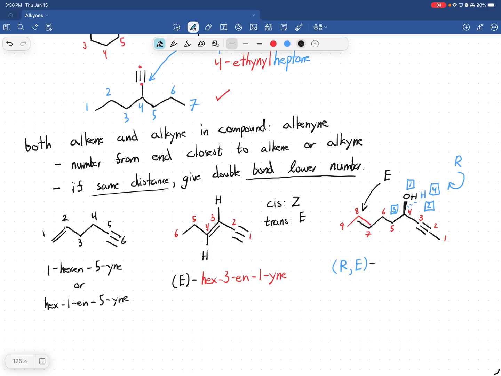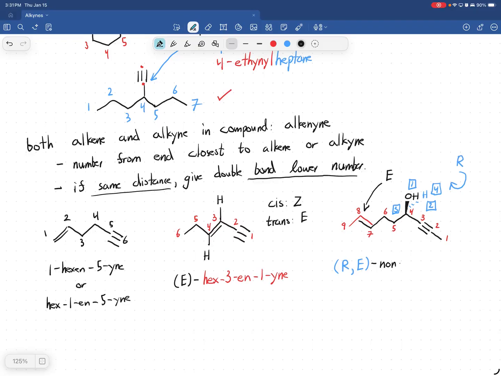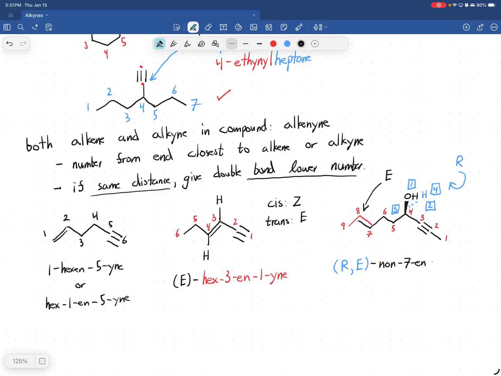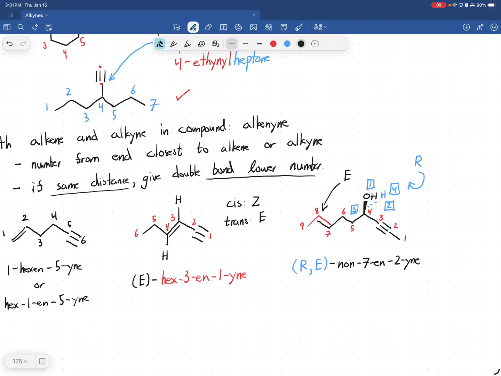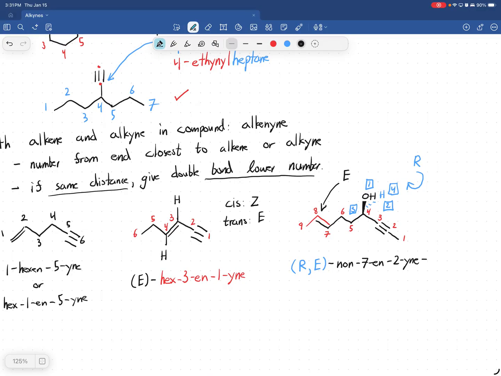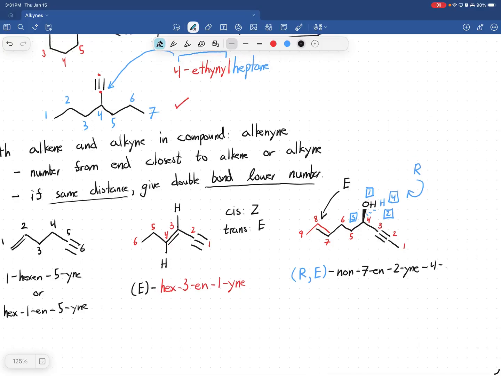All right, so we have a 9 carbon chain, so we're going to write non-7-ene. Okay. At the 2 position, that's where my alkyne is. And then, how do I specify the alcohol? 4-dash, what's the ending for the alcohol? Yeah, ol. So it gets a little more complicated once we have a lot more different functional groups in the molecule.